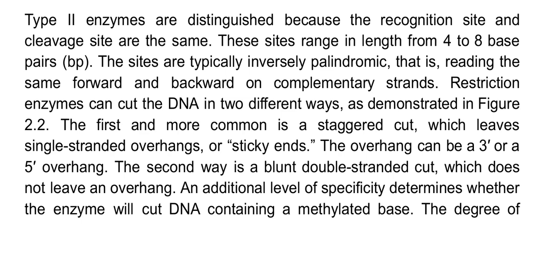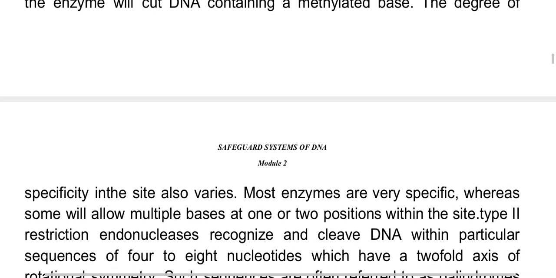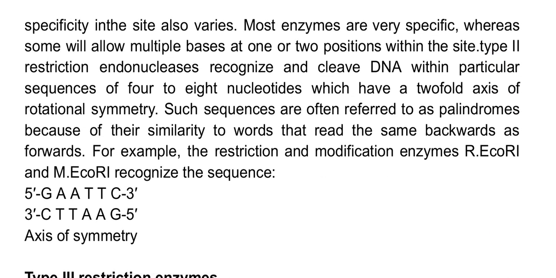Restriction enzymes can cut the DNA in 2 different ways. The first and the most common is a staggered cut, which leaves single-stranded overhangs or sticky ends. The overhang can be a 3' or 5' overhang. The second way is a blunt double-stranded cut, which does not leave any overhang. An additional level of specificity determines whether the enzyme will cut DNA containing a methylated base. The degree of specificity in the site also varies. Most enzymes are very specific, whereas some will allow multiple bases at 1 or 2 positions within the same site.